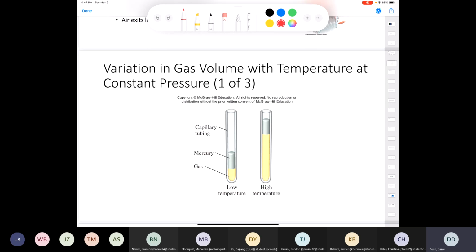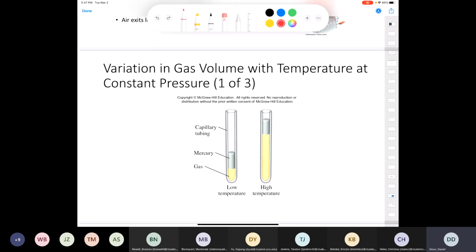What if we were to look at the relationship between volume and temperature? This is a law that I find is intuitive to many students. A lot of students can predict what's going to happen. If I was to just show you this and said, what would happen if I heat that up? A lot of students are just going to say, well, the gas would expand, and you're 100% correct.